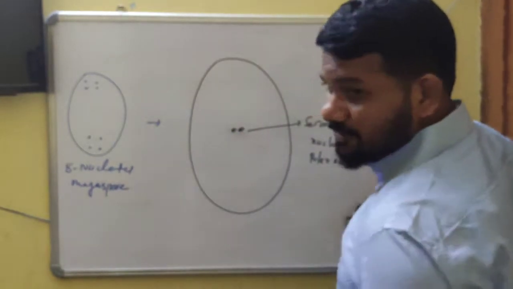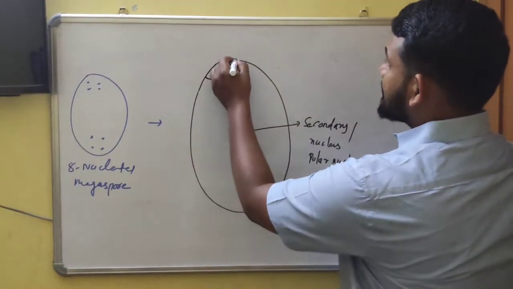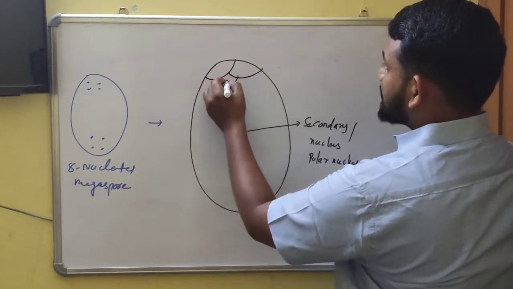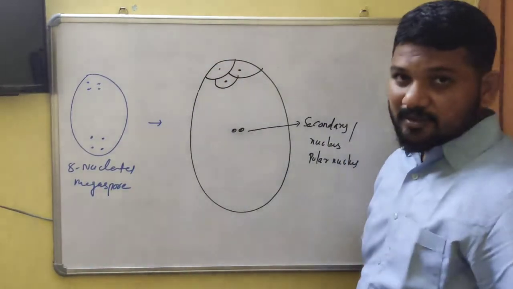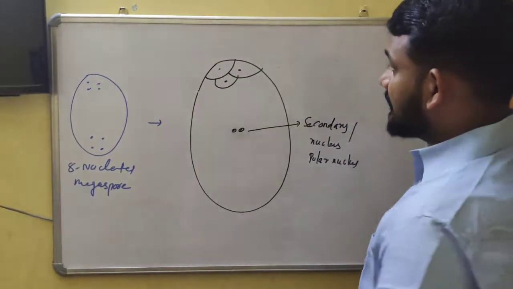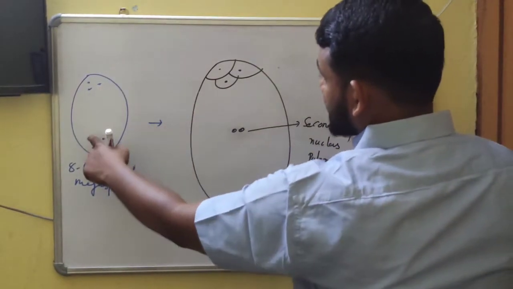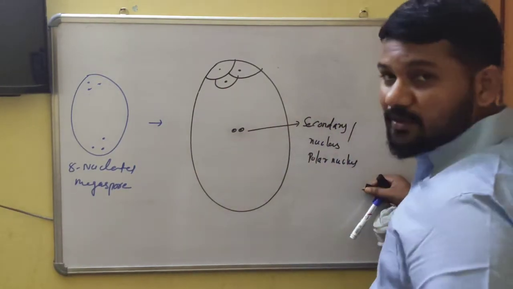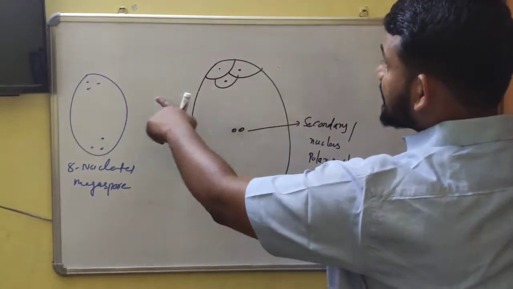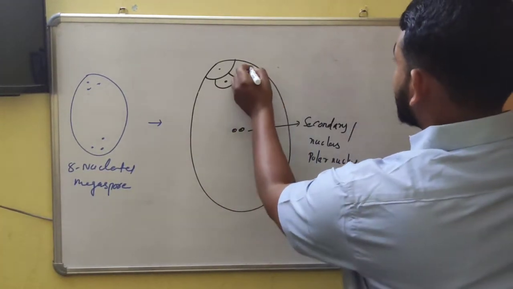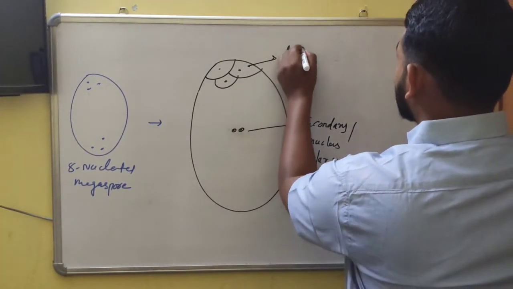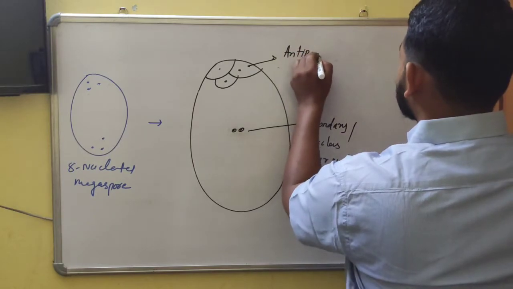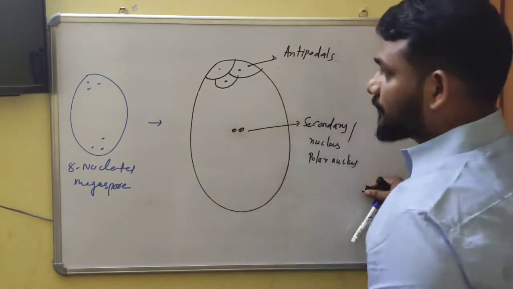And here the remaining 3 nuclei develop protoplast and cell wall and become cells, converting into 3 proper cells. One nucleus from each side came to the center, then they converted into the secondary nucleus or polar nucleus, and the remaining 3 nuclei develop into proper cells. These 3 cells are called antipodal cells or antipodals.